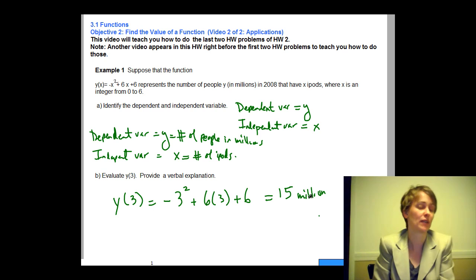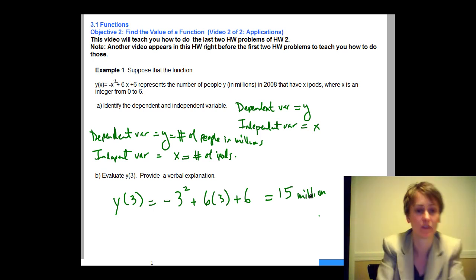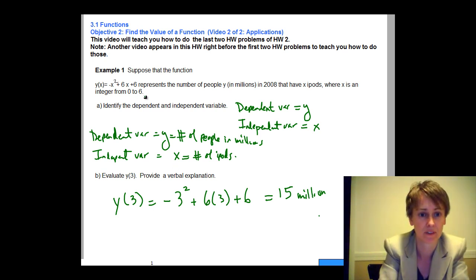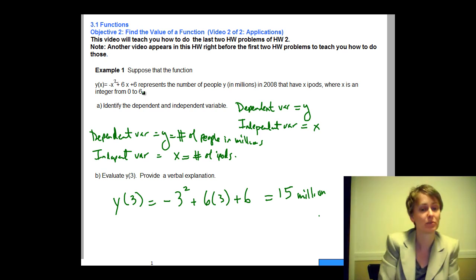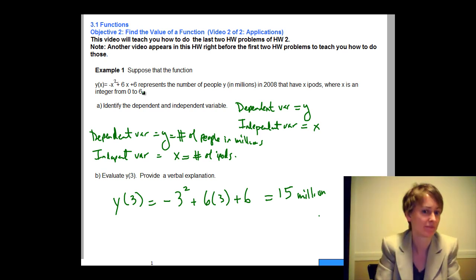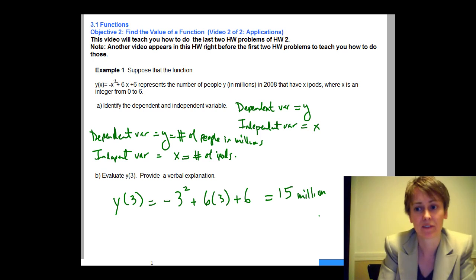So again, if you hand me the number of iPods where the number of iPods is any number from 0 to 6, I'll tell you the number of people that have that many iPods. Okay, that's the end of that example.